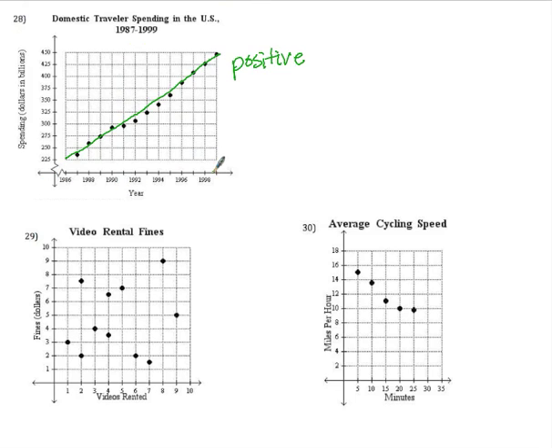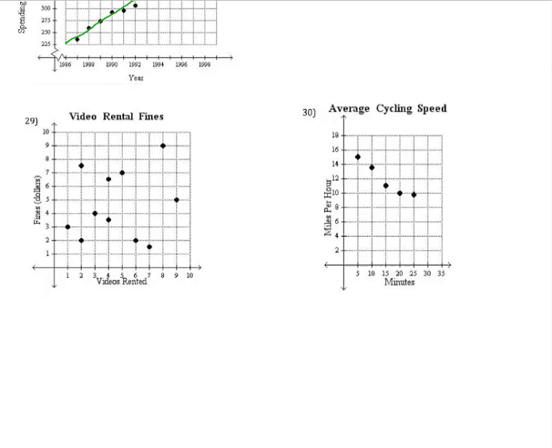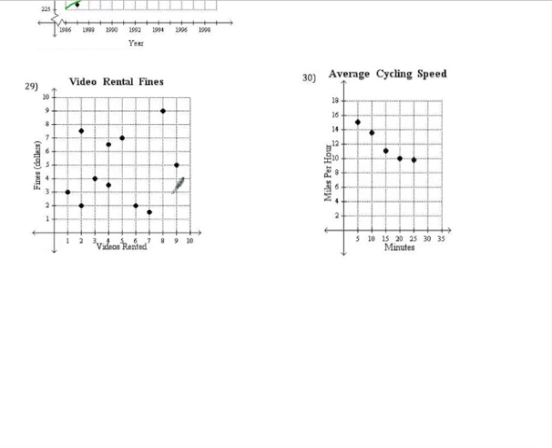So as the years go on, it says the domestic traveler spending in the U.S. from 1987 to 1999. An easy way to say that would be from 1987 to 1999, the domestic traveler spending in the U.S. increased. Okay, that's all you have to say. But it does have to be written down on your paper. I'm not writing it here, but you need to write it on your paper.